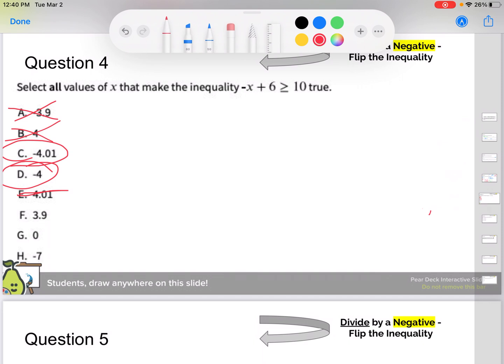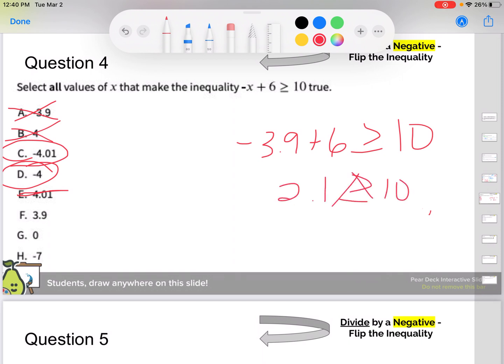So negative 3.9 plus 6 is greater than or equal to 10. Well, when I subtract that, I get 6 minus 3.9, 2.1, and that's not going to be greater than or equal to 10. So F is out.